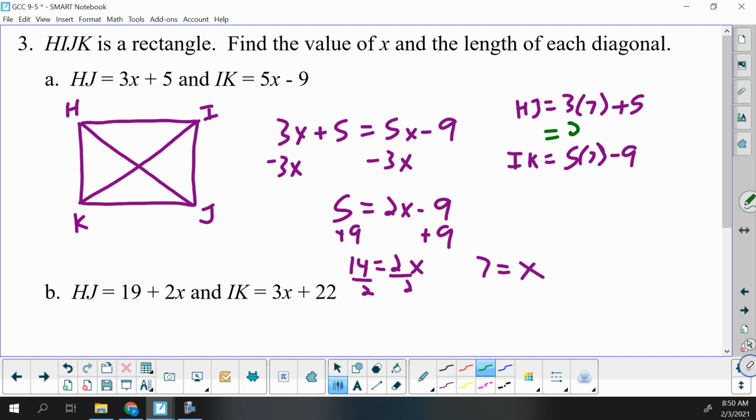Well, 3 times 7 is 21, and 21 plus 5 gives us 26. 5 times 7 is 35, and 35 minus 9 also gives us 26. So that makes sense because they should have been congruent.